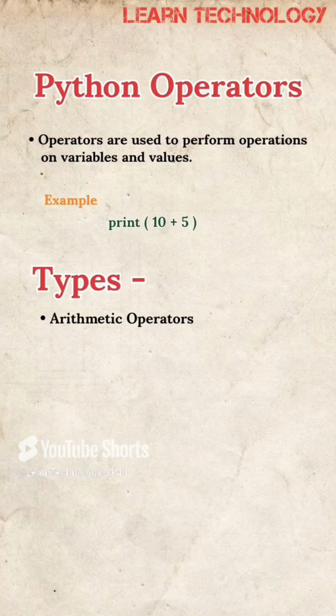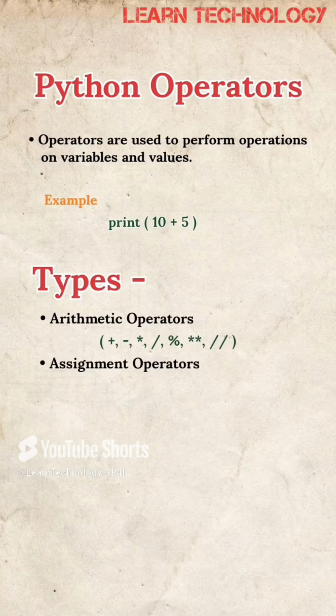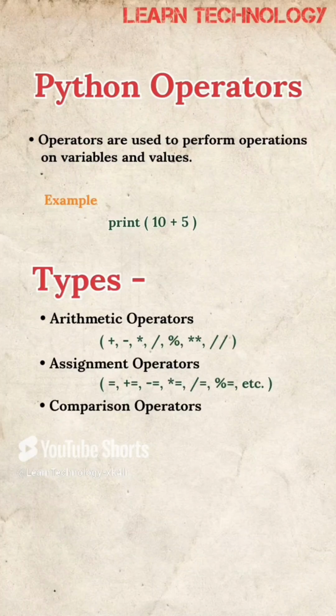First one is arithmetic operators. Arithmetic operators are used with numeric values to perform common mathematical operations. It includes addition, subtraction, multiplication, division, etc. Second one is assignment operators. Assignment operators are used to assign values to variables. It performs the following operations.